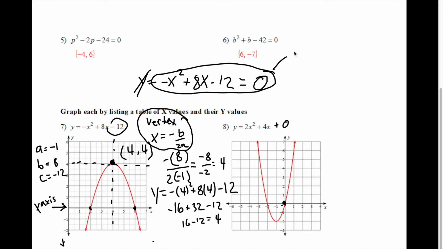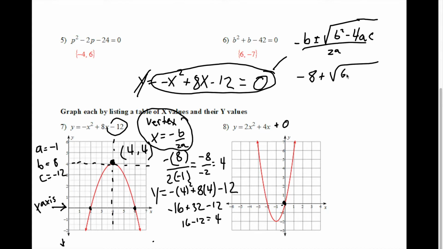So I like the quadratic equation. Let's plug that in. We know that we've got negative b plus or minus square root of b squared minus 4ac, all over 2a. So that's going to be negative 8 plus square root of all that stuff. I know that 8 squared is 64, so I'm just going to go ahead and plug that in. Minus 4 times negative 1.